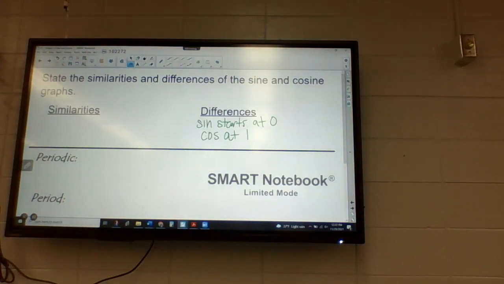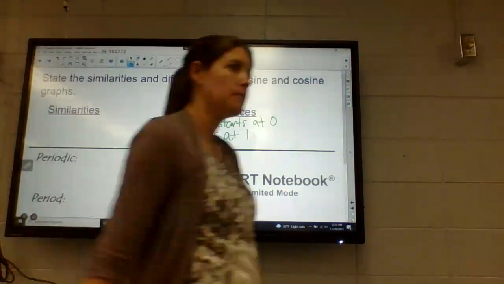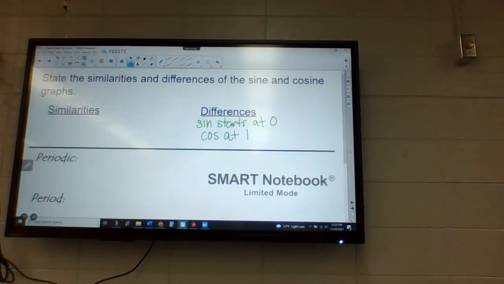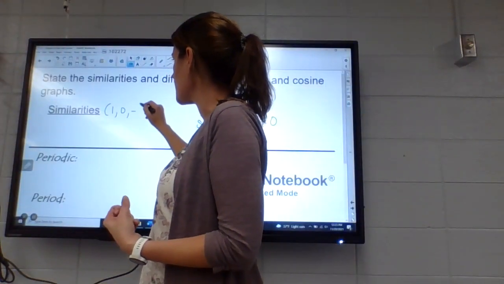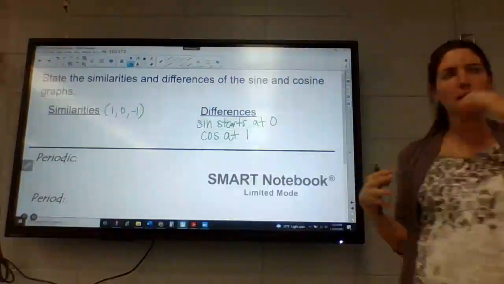Right? Yeah. They both have 1, 0, and -1. So their main values are 1, 0, and -1. There's no difference in that, so I'm going to write that up here. It's kind of the values that we're dealing with.